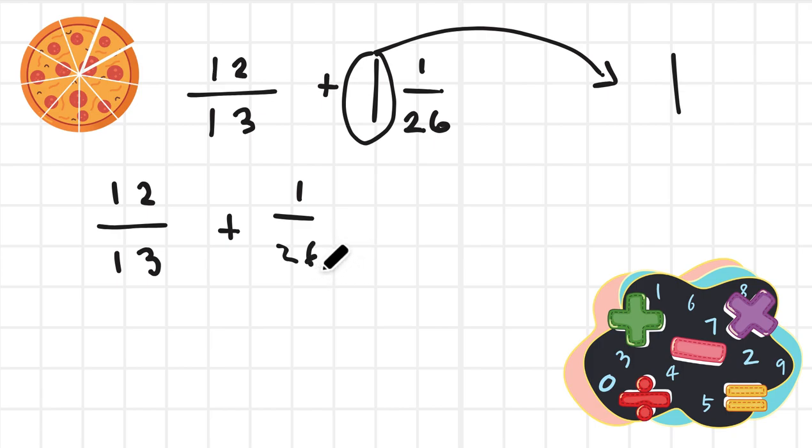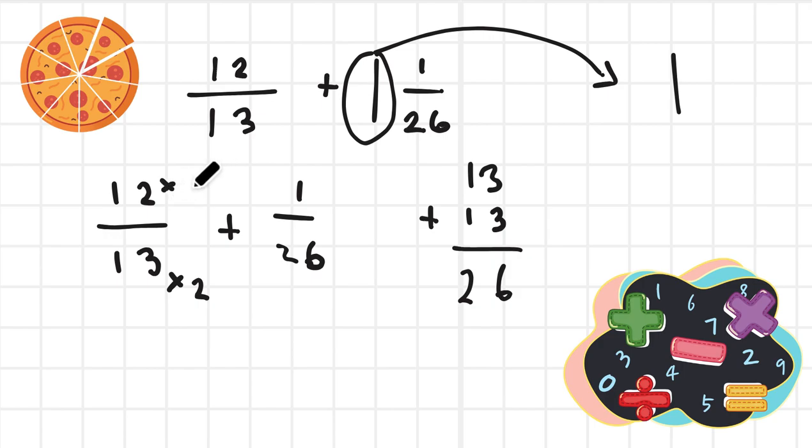Now again, when we're adding fractions, the denominators must be the same. So I need to find the lowest common denominator between them, and it looks like 13 will go into 26, because 13 plus 13, if I do a standard algorithm here, 3 plus 3 is 6, 1 plus 1 is 2. So if I times 13 by 2, whatever I do to the top, I must do to the bottom. Whatever I do to the bottom, I must do to the top.